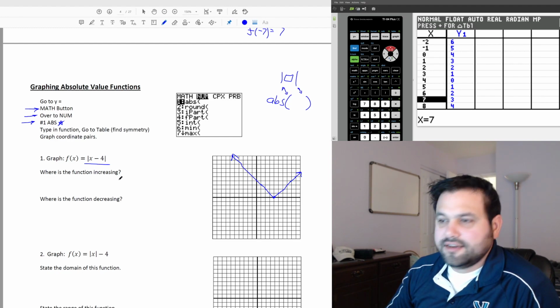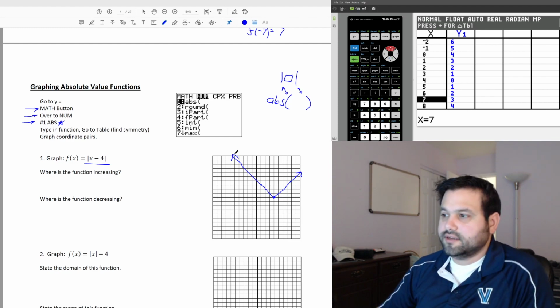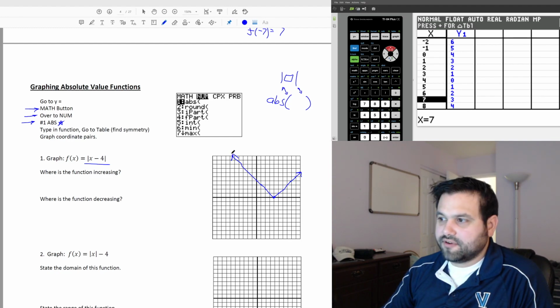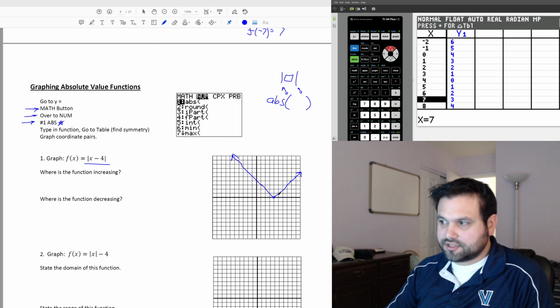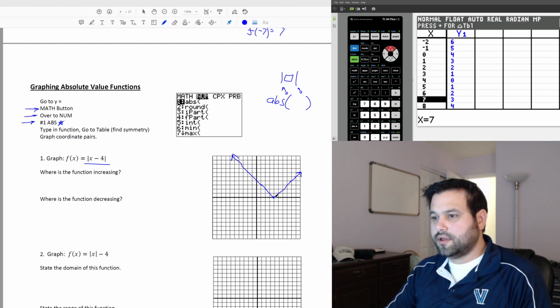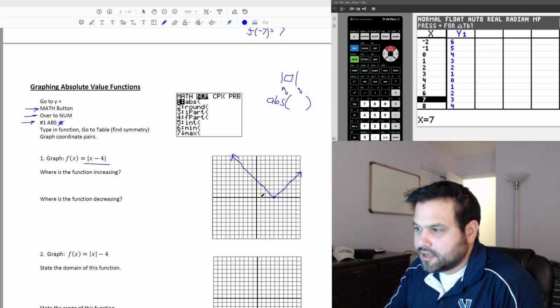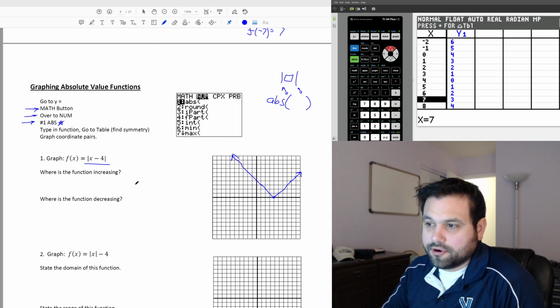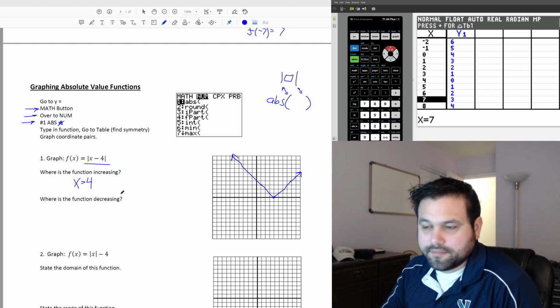Where is the function increasing? Remember, you always read a graph left to right. So if I start on the leftmost part of the graph and I just kind of continue tracing the graph, am I increasing or decreasing? I'm decreasing. And at this point, now it starts to increase. So this function is going to be increasing after we've reached which x value? So that is an x value of 4. So this is increasing when x is greater than 4.